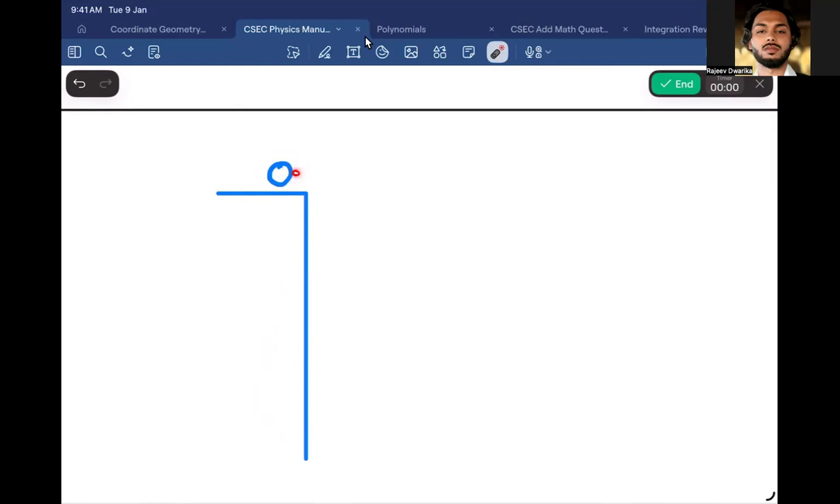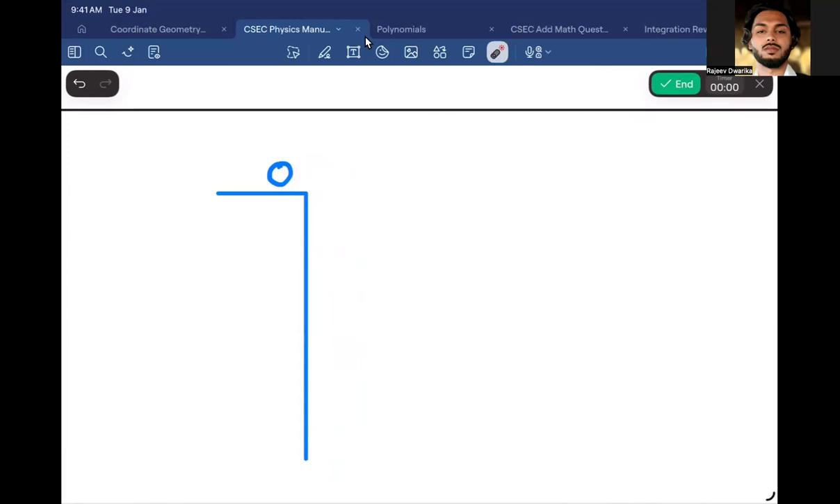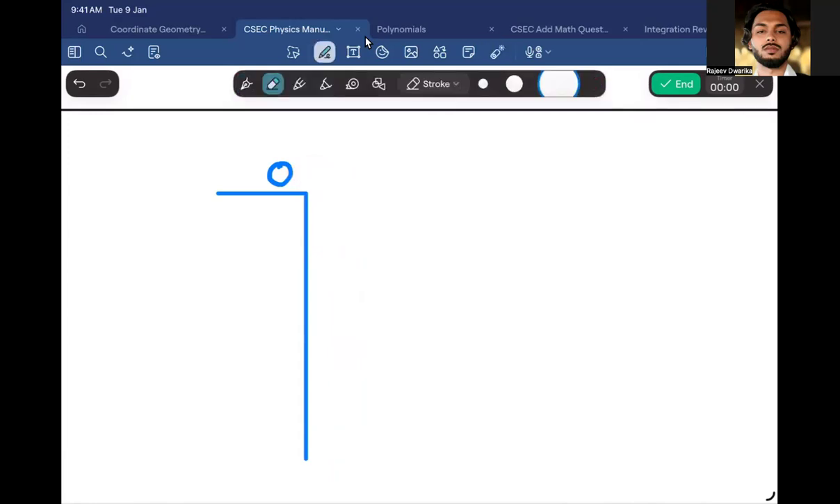Now, if it rolls off the shelf, that potential energy gets converted to what? Kinetic. Right, because kinetic energy is the energy by virtue of motion, right? It is when something is moving. So energy is always converted from one form to the other, right?